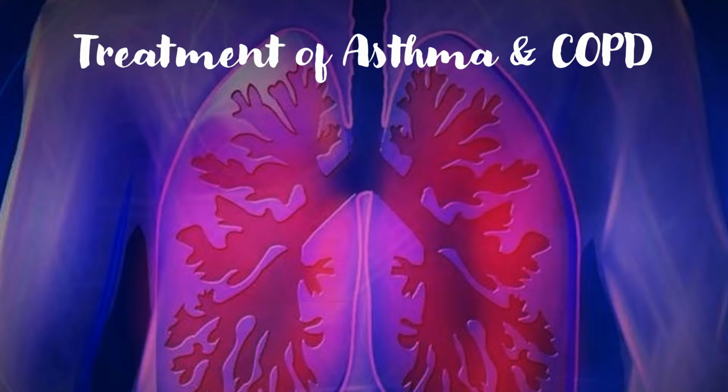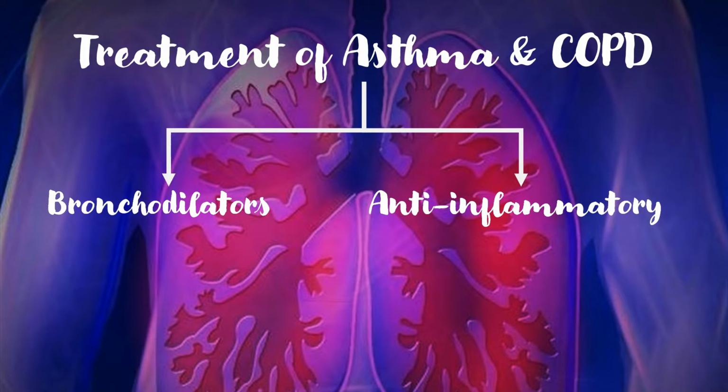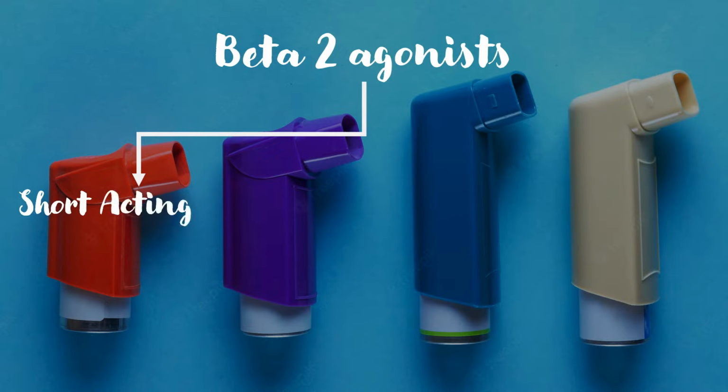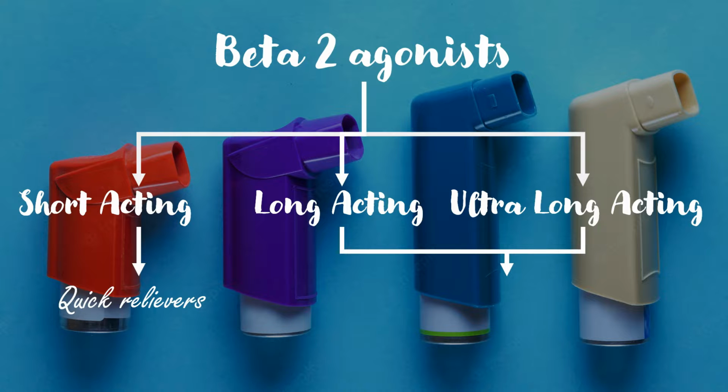So, there are two mechanisms for treating asthma and COPD: bronchodilators for dilation of the airway, and anti-inflammatory drugs to prevent inflammation. Beta-2 agonists are bronchodilators. Beta-2 agonists are classified by the onset of the action and the duration of the action into three main categories: short-acting beta-2 agonists, long-acting beta-2 agonists, ultra-long-acting beta-2 agonists. Short-acting beta-2 agonists act as quick relievers, while long-acting beta-2 agonists provide long-term control of the disease.